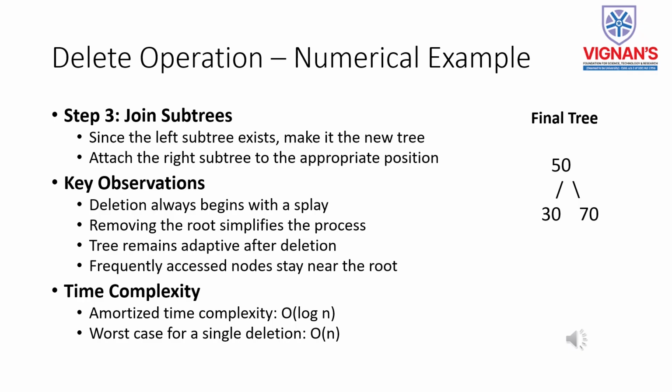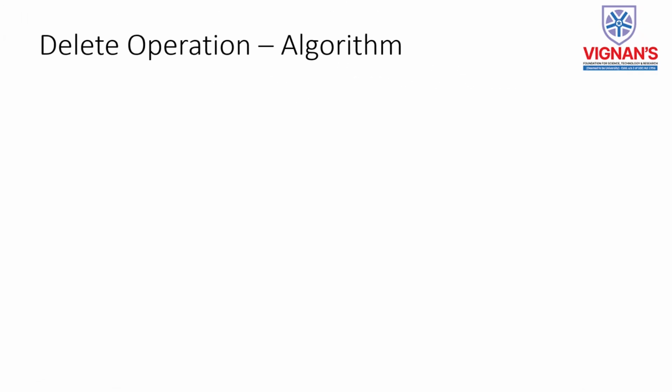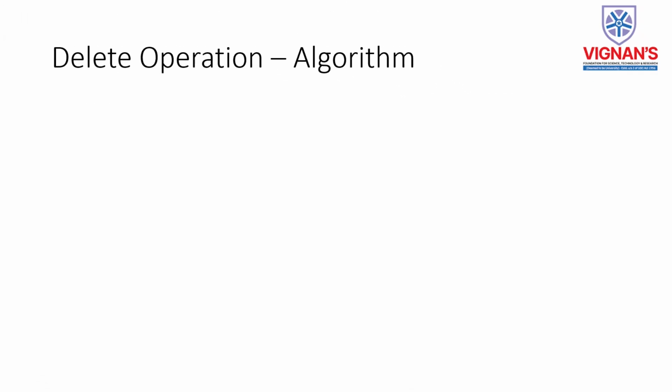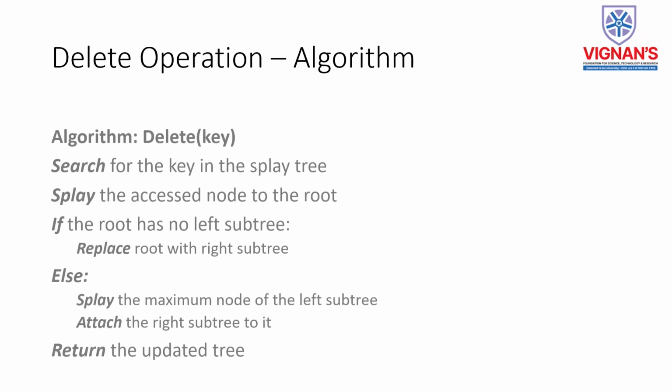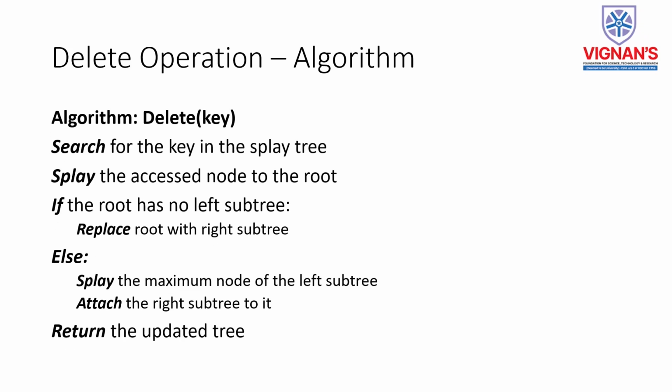Here's the short delete algorithm for a splay tree. To delete a key, first search for it. Then splay the accessed node to the root. If the root has no left subtree, just replace the root with the right subtree. Otherwise, find the maximum node in the left subtree and splay it to the top. Then attach the right subtree to its right. Finally, return the updated tree.